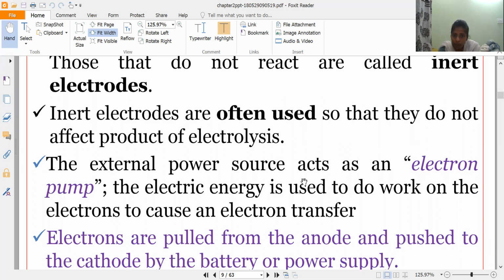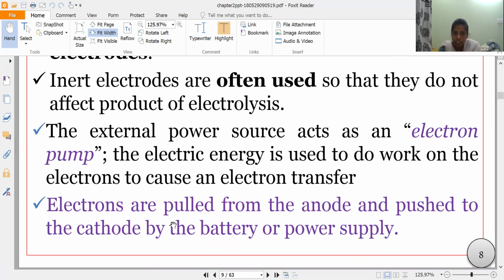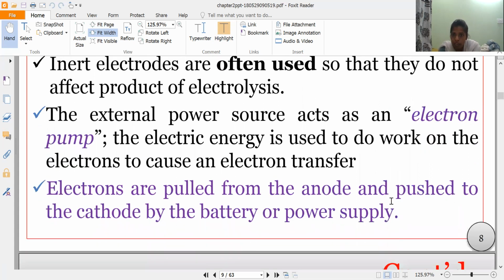Now the external power source acts as an electrical pump. The electrical energy is used to do work on the electrons to cause an electron transfer. Electrons are pulled from the anode and pushed to the cathode by the battery or power supply. I said now the Cl- is losing electrons, Na+ is gaining the electron. So one electrode is losing the electrons, another electrode is gaining the electrons.